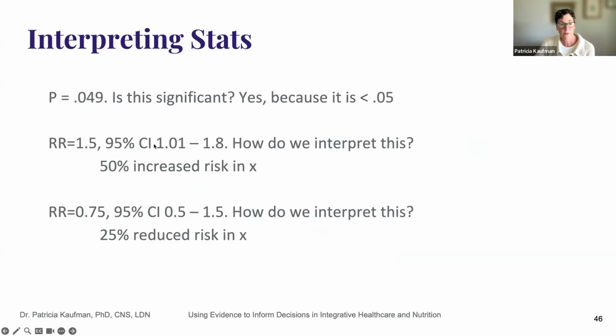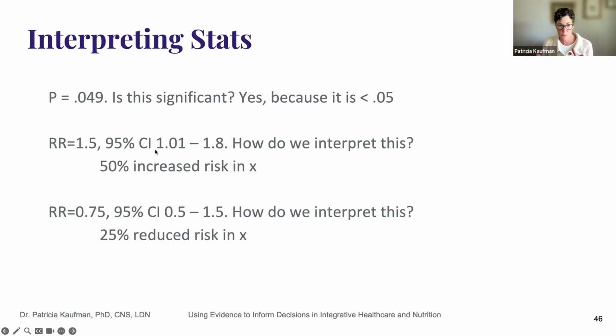A relative risk of 1.5 with a confidence interval of 1.01 to 1.8. So this 1.5, right? It fits in between this range. So we interpret relative risk as this is a 50% increased risk in X, say in mortality. The larger the range, the wider the range, the less confident you are in this number.